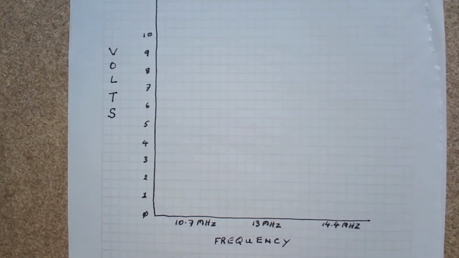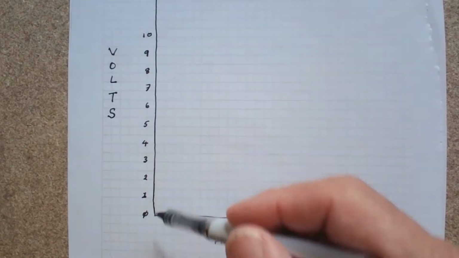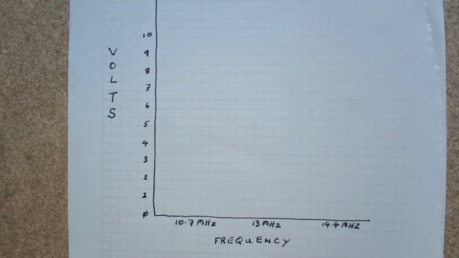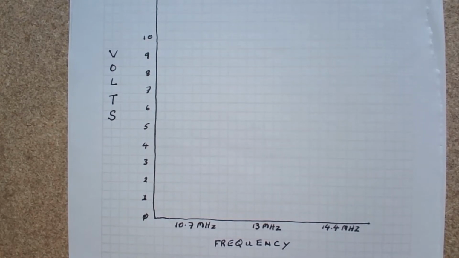So now let's plot the response of the parallel tuned circuit on a graph like we did with the series tuned circuit. Up the side we have increasing levels of volts that came through the parallel tuned circuit, and in the horizontal line we've got the frequencies that we used. And these frequencies were a little different because we were using an actual tuned circuit that was intended to be part of an aerial.